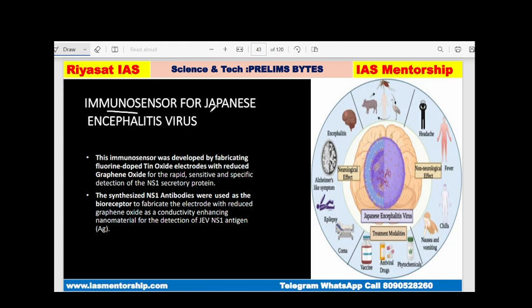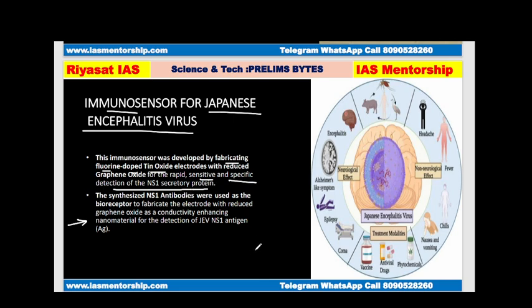Next is the immunosensor for Japanese encephalitis virus. Japanese encephalitis virus, we have already discussed it. Swelling happens, inflammation happens. One immunosensor has been developed. What have they been doing here? By fabricating fluorine doped tin oxide electrodes with reduced graphene oxide, together they provide sensitive and specific detection of NS1 secretory protein. Basically, this will help in the treatment of Japanese encephalitis virus. Understood? This is based on nanomaterial, nano application, and it is very important for you to understand.